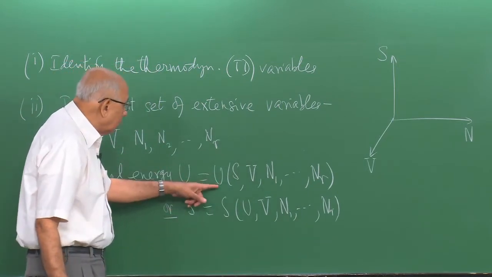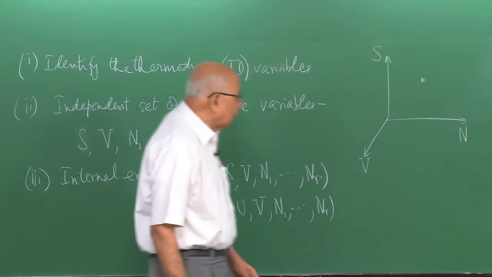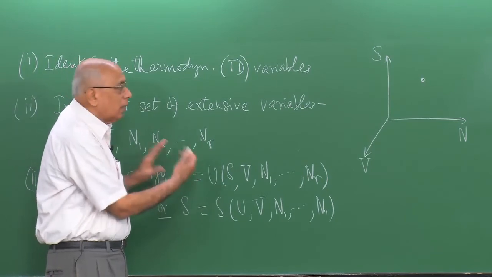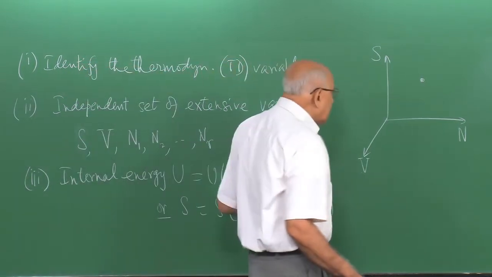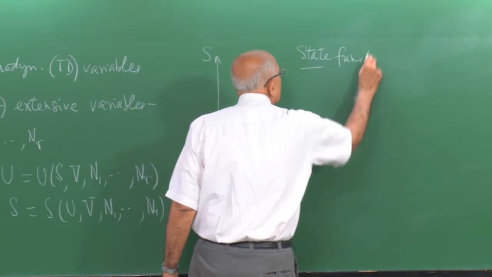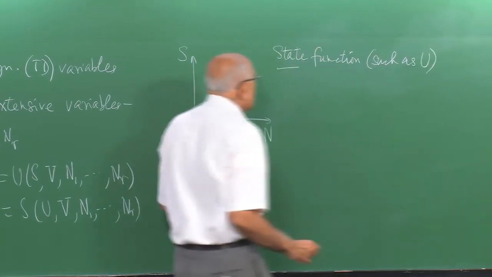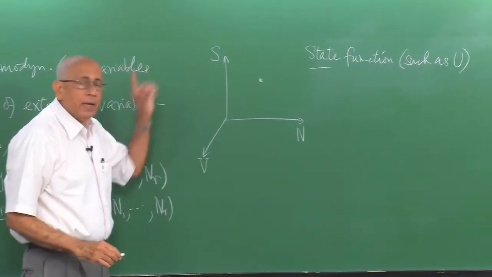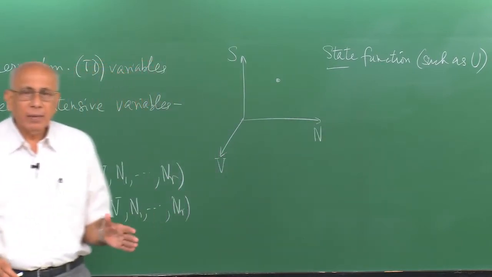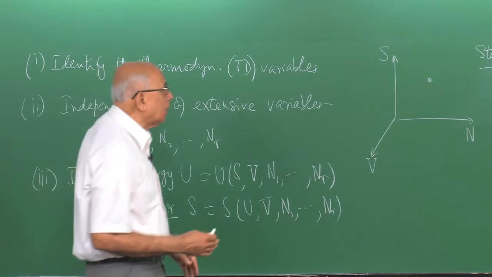Then this function U here is a state function in the sense that at any given point in this space, for specified values of S, V, and N, you have a certain internal energy of the system. So every state function such as U is a function of these state variables, and the idea is that these functions in general, most of the time, would be smooth functions for which there would be partial derivatives with respect to each of these independent variables and so on.